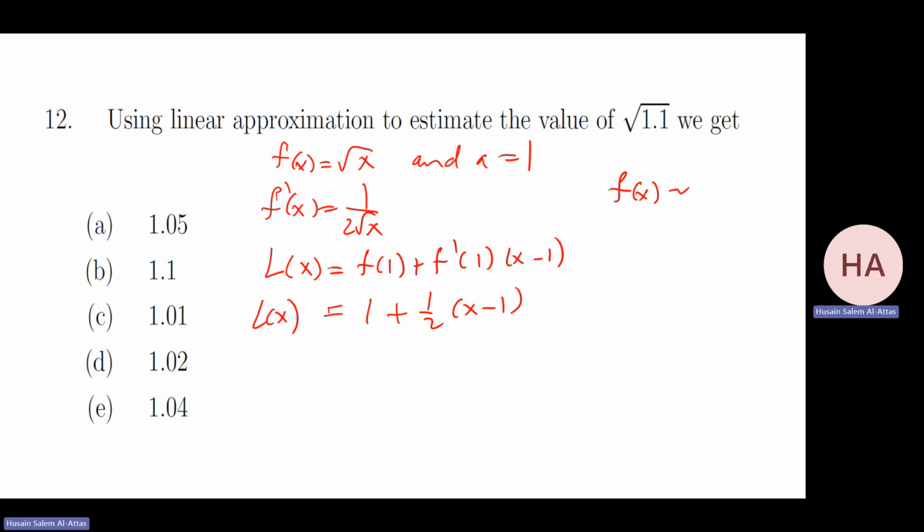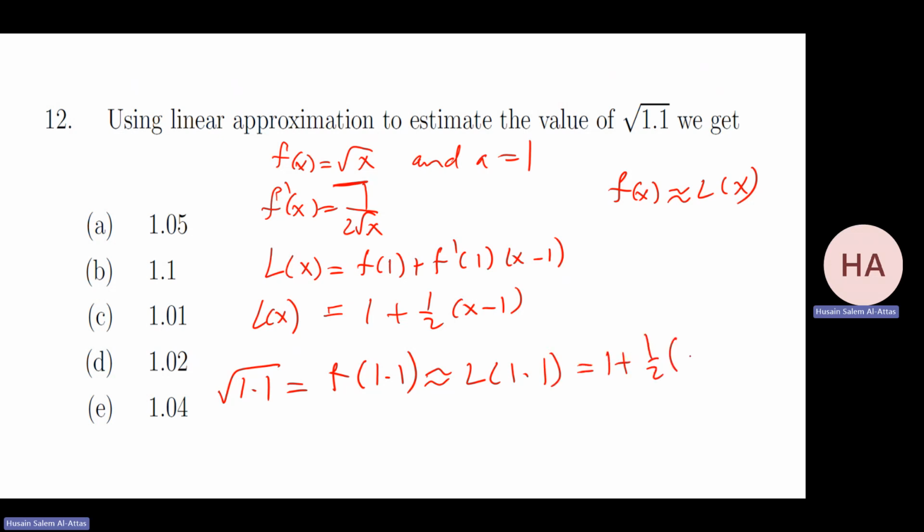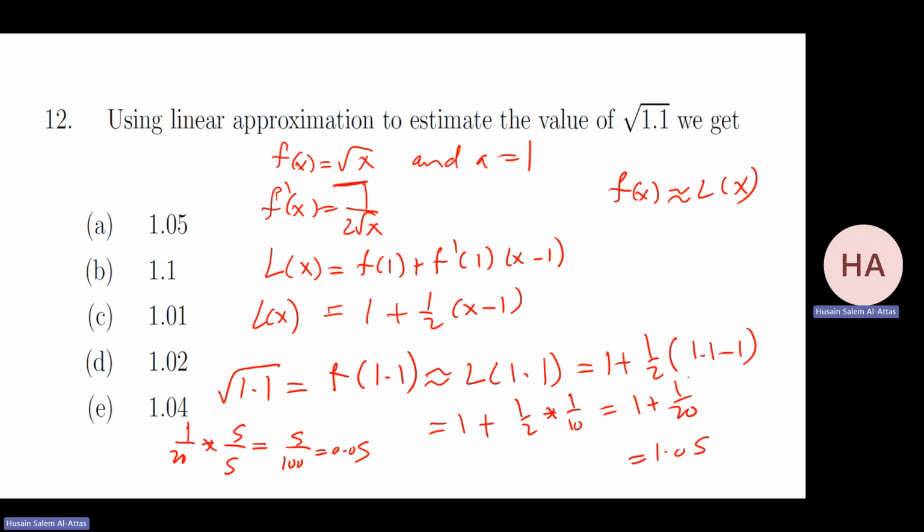I know that in f of x I can approximate it using L of x. Now square root 1.1 is f of 1.1, as I'm using the function square root of x. So that will be approximately L of 1.1. Substitute, so you have 1 plus half times 1.1 minus 1, which is 0.1. So we have 1 plus half times 1 over 10. That will be 1 plus 1 over 20. Okay, 1 over 20 is what? If you multiply by 5 over 5, that will be 5 over 100, which is 0.05. So that is 1.05.